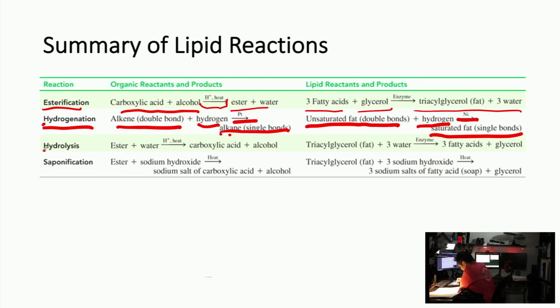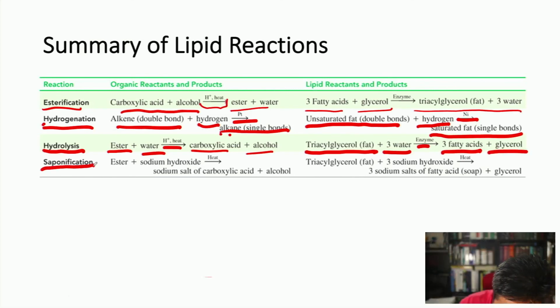And then in hydrolysis, in a regular organic reaction, we have an ester plus water, some acid and heat, and you get a carboxylic acid and an alcohol, right? But you can also do that in lipid chemistry too. You get a triacylglycerol, which is a fat, right? The one that has the 3 fatty acids connected with the glycerol. Add that to some water and some enzymes called lipases, and you get 3 fatty acids separately, and glycerol.